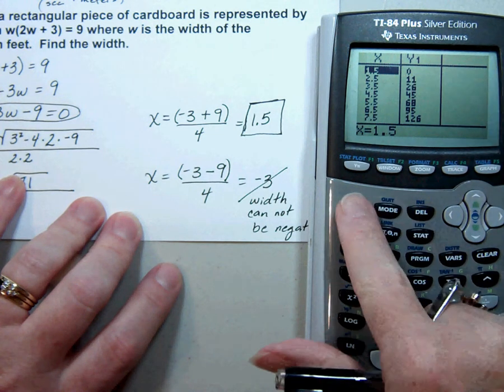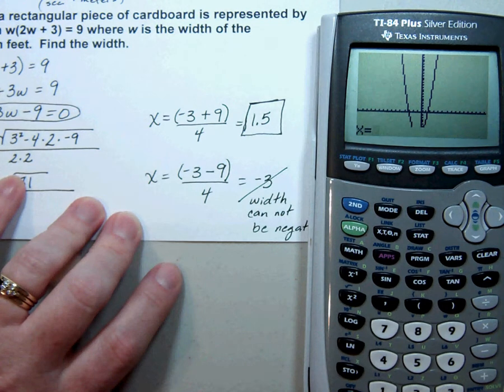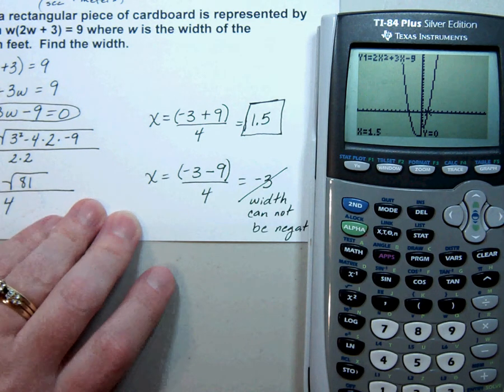Another way to do that is push second trace, push enter. Let's see how it's blinking at the value for x. Put in 1.5 and push enter, and it should tell you what the y is. So 1.5 is the correct answer. Okay, good luck.